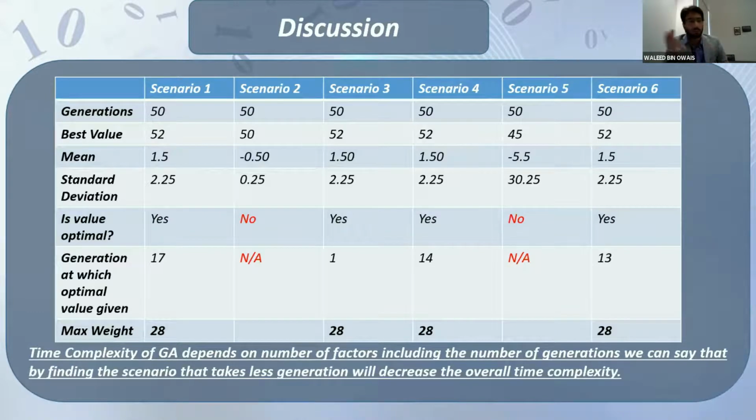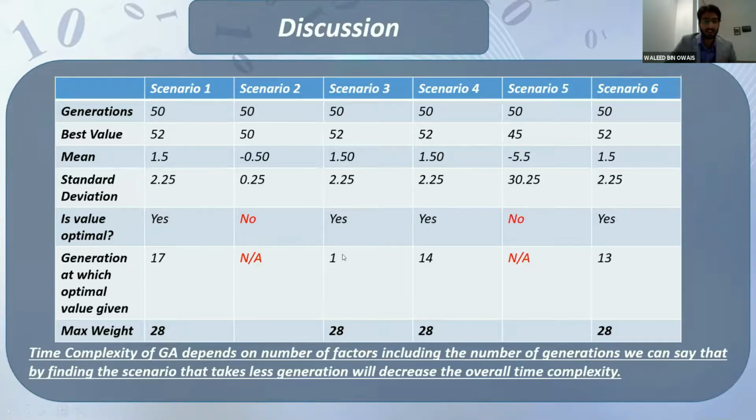But given the trend in research nowadays, although there is a lot of contention between researchers, most of them agree that the time complexity of GA depends on a number of factors, and one of the factors is the number of generations. So we can infer, based on what the researchers are hypothesizing, that if you reduce the number of generations, so does your time complexity decrease. So this is the intuition that we concluded on.